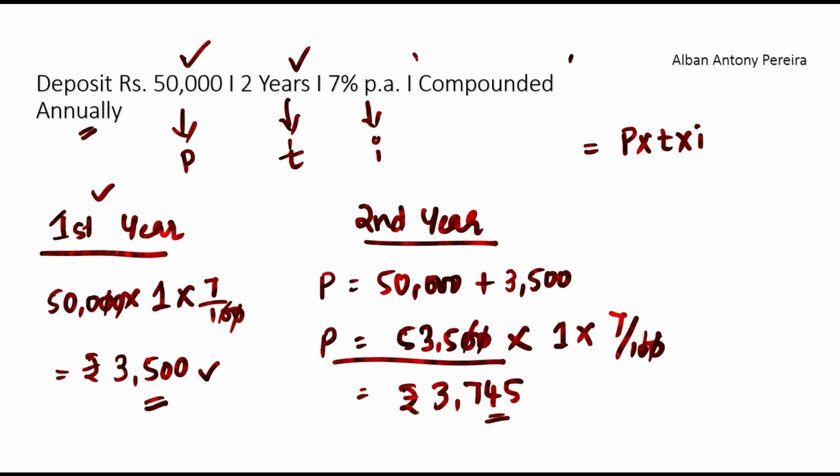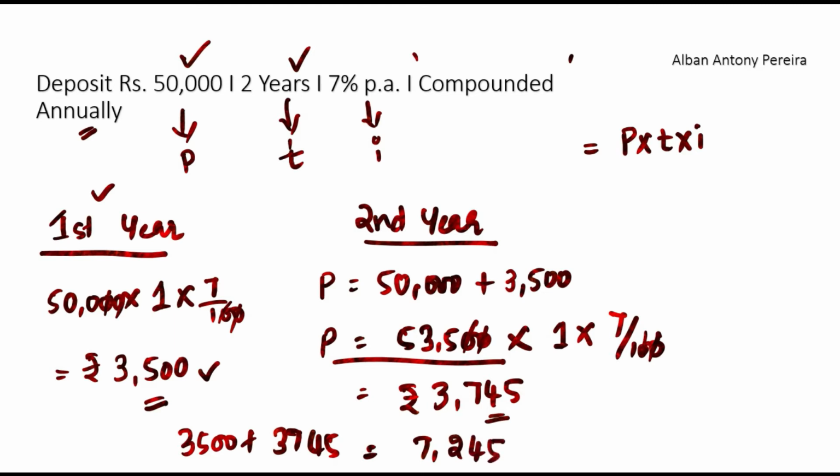3745. So now we will add these two interests. So 3500 plus 3745. Okay, so what is the interest total?